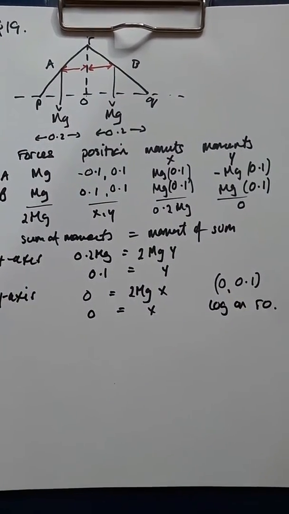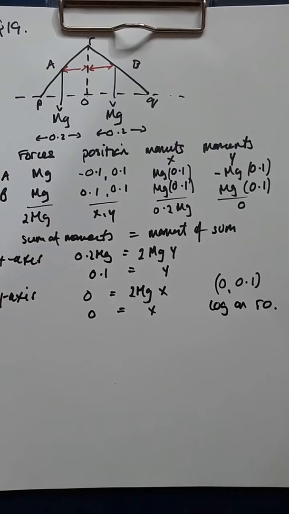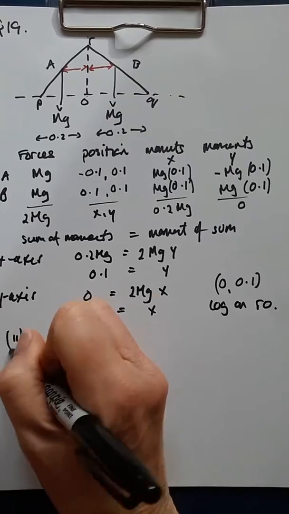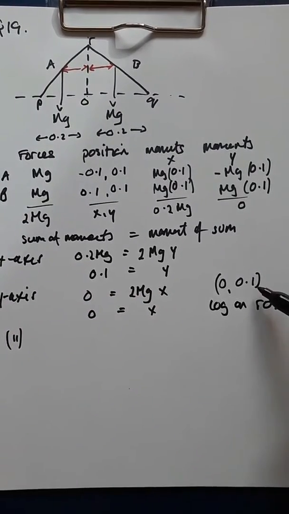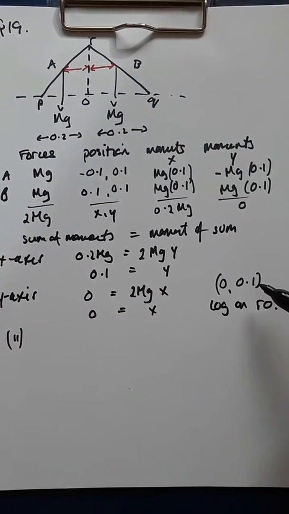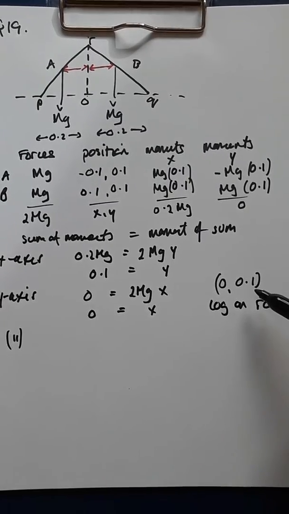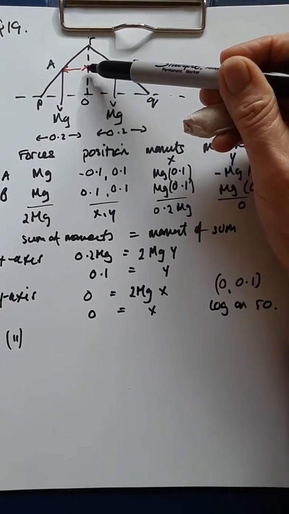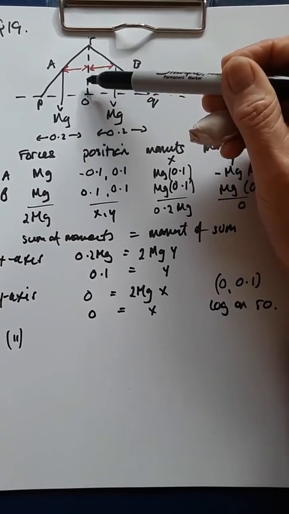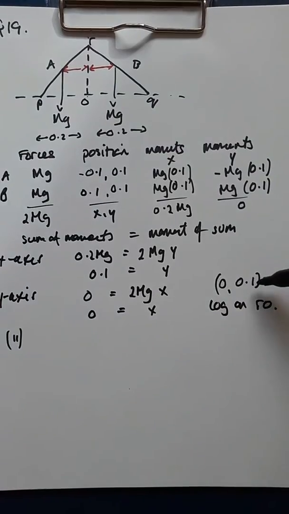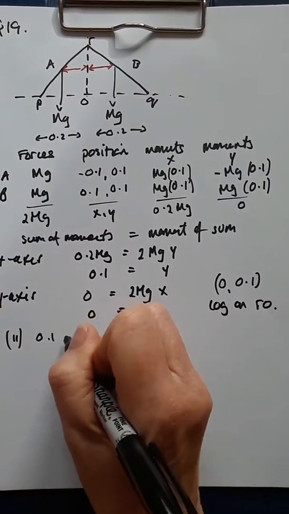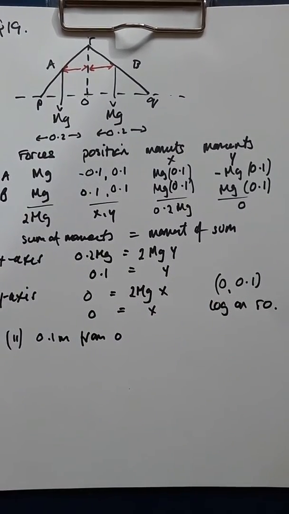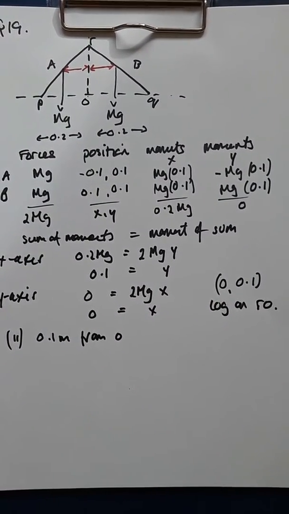Okay. Now the second part of the question says, find the distance of the centre of gravity of the two rods from O. Well, if this is the position of the centre of gravity, what is the distance of the centre of gravity of the two rods from O? So here's O, here's the centre of gravity. What's that distance from O? How far up the y-axis, in other words, which is 0.1 metres. So 0.1 metres from O. So that's the first part of that question.